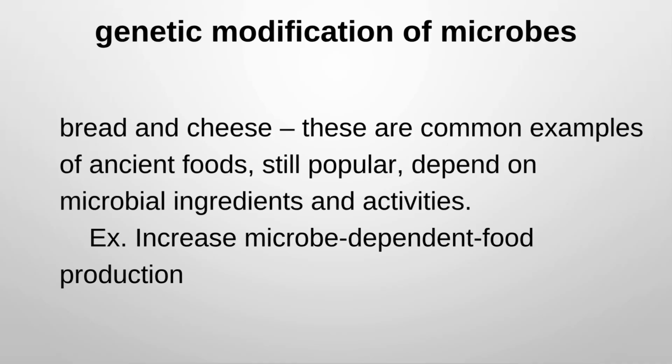Now, genetic modification of microbes. Microorganisms play significant roles in food production. They serve as primary and secondary roles in food fermentation and in food spoilage, and they can produce enzymes or other metabolites used in food production and processing. Now, the goal of this modification using microbes is to increase the microbe-dependent food production.